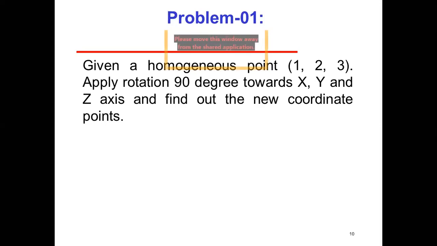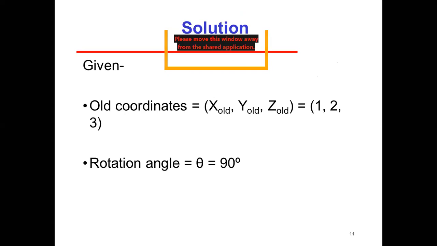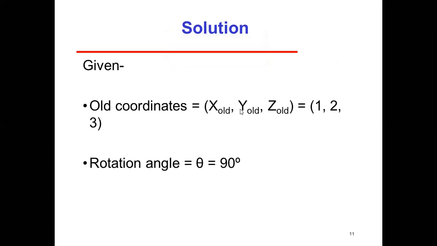So we can use the rotation about x axis first, then y axis, then z axis. We can use the first formula, as we have seen in the preceding slides. Now, you can write in this form. Old coordinates, meaning initial coordinates, are given: x old, y old, z old, already given in the problem: 1, 2, 3.